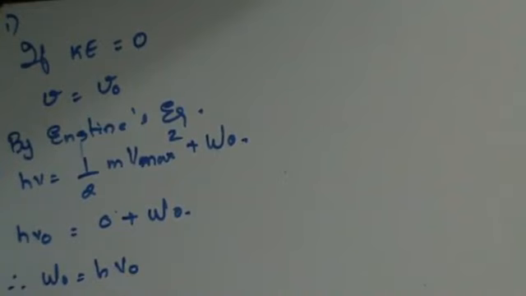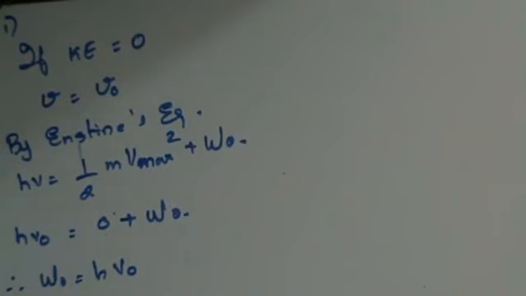That's the minimum frequency required. That means if the frequency reduces below the threshold frequency, then the electrons will not be emitted. Thus, Einstein's equation explains that a minimum frequency is required for emission of electrons. Fine, do we get the same here?